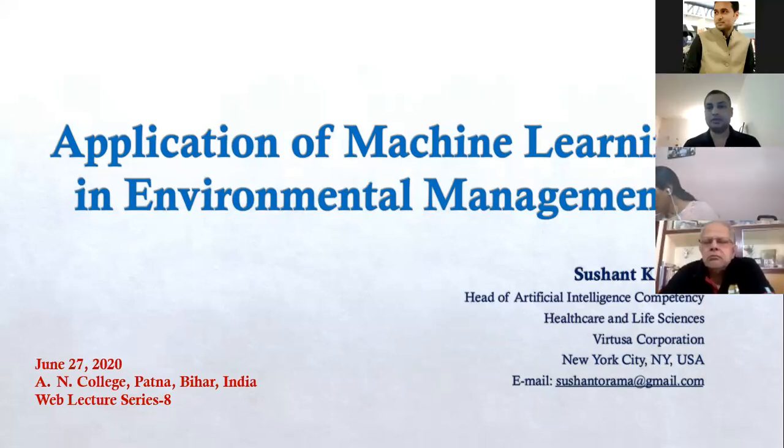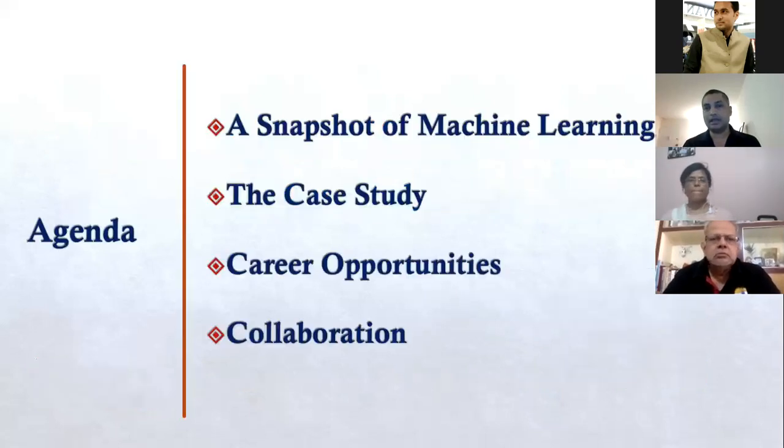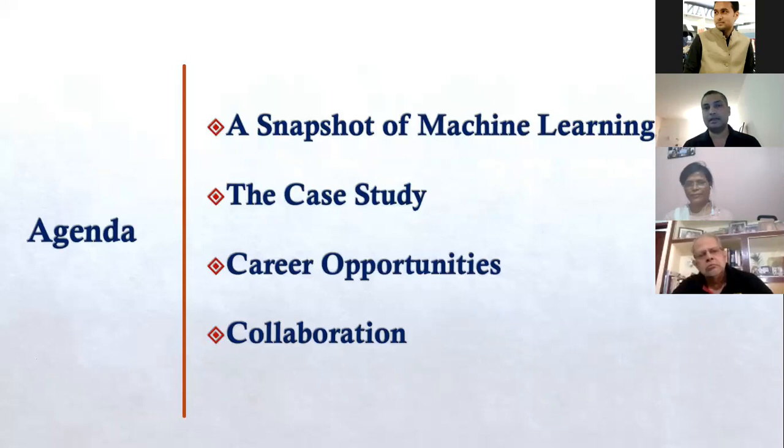So as ma'am has mentioned, the topic of the talk today is the application of machine learning in environmental management. And since AN College has been a part of my life, I have extended my topic further, and I have structured it into 4 different segments. The first segment will briefly discuss machine learning, what it is. Then we will talk about one of my published works as a case study with machine learning algorithms to address one of the environmental problems, which is groundwater contamination, and people's awareness about it.